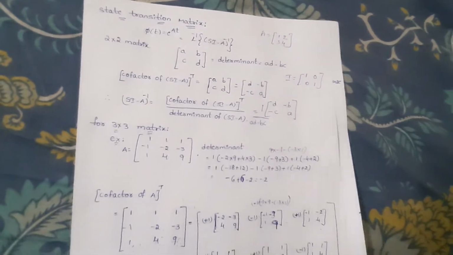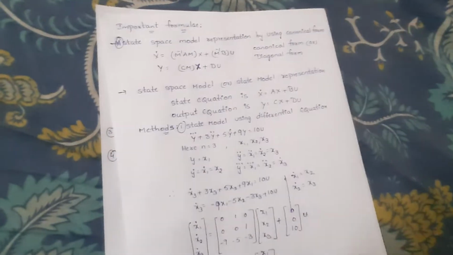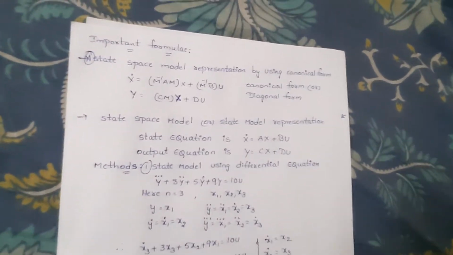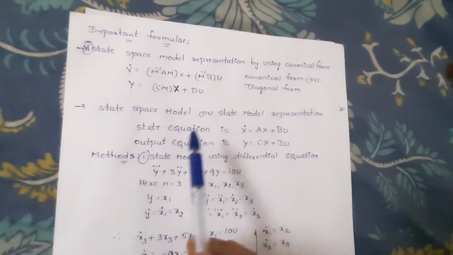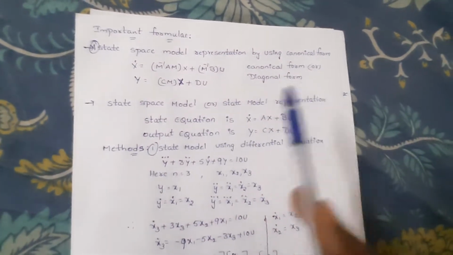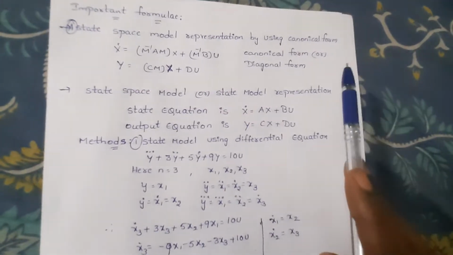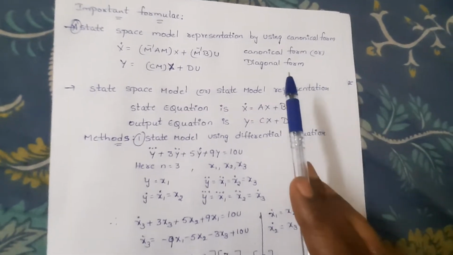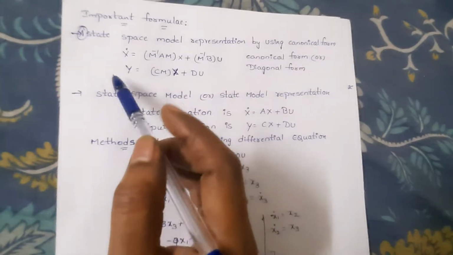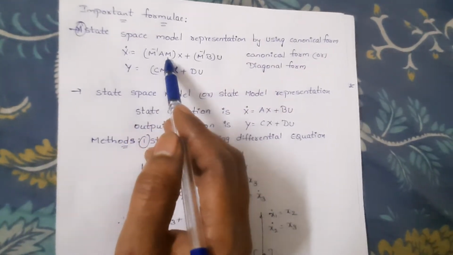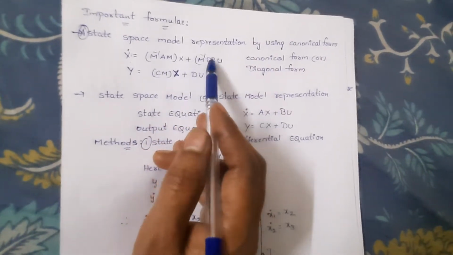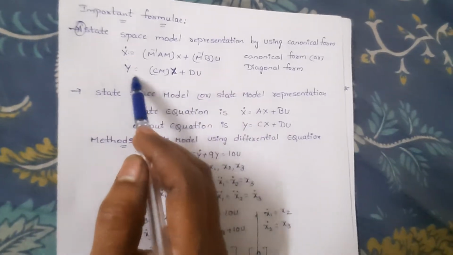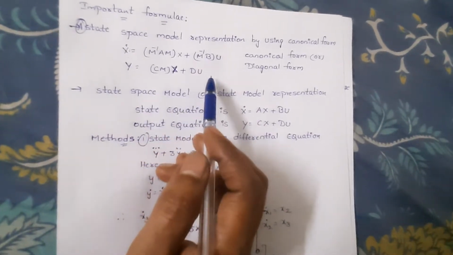Okay. Next, again, some important formulae. State space model representation by using the canonical form. This canonical form is also called the diagonal form. So the formula for this is x dot is equal to M inverse AM into x plus M inverse B into u, and y is equal to CM into x plus Du.